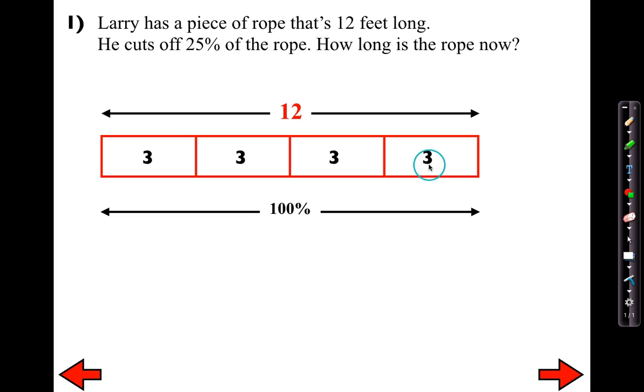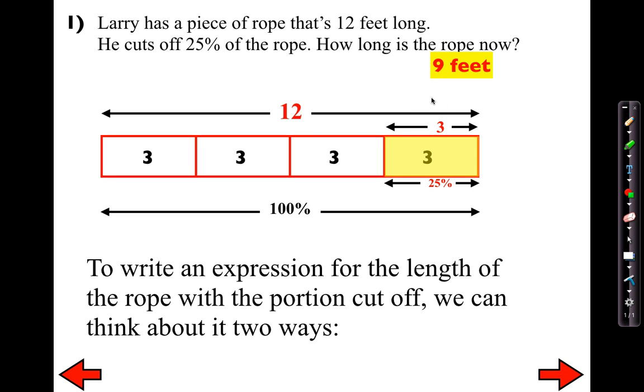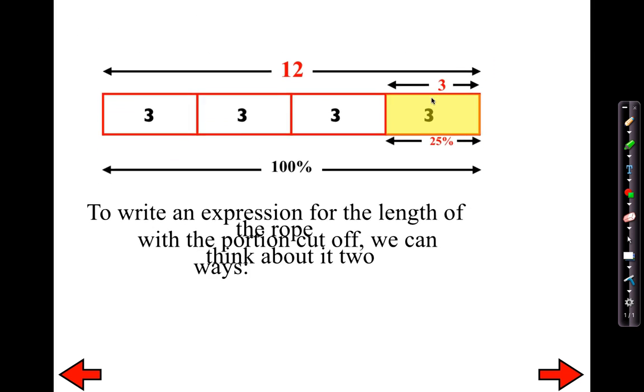If he's going to cut 25% of it, 25% of this would be gone, meaning 3 feet will be eliminated from the 12 feet. So that's going to leave me with a total of 9 feet. So to write an expression for the length of the rope with a portion cut off, we can think of it in 2 different ways.